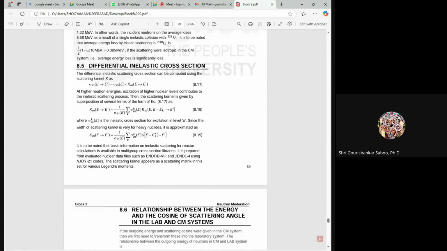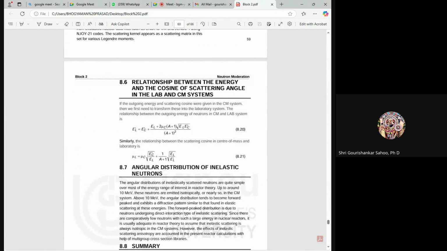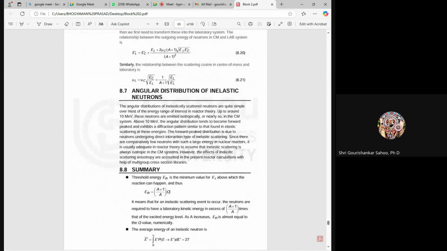The scattering kernel appears as a scattering matrix in this set for various Legendre moments. Then the relationship between energy and the cosine of the scattering angle in the laboratory and center of mass systems: your mu L is equal to mu C root of (EC dash by EL) plus 1 by (A plus 1) root of (EL by EL dash). So it is the relationship between the scattering cosine in center of mass and laboratory coordinates. Now, the angular distribution of inelastic neutrons.